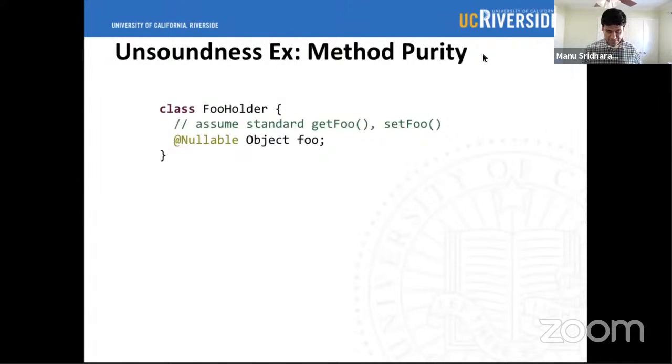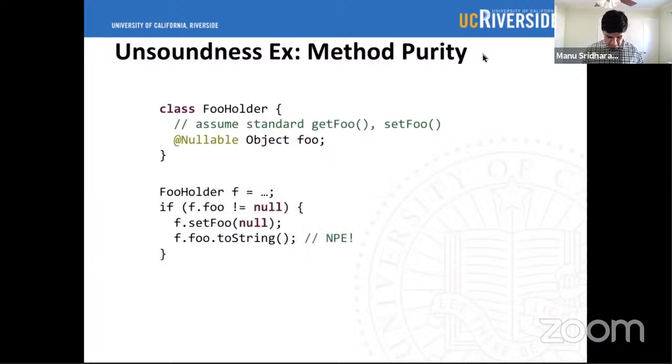And this is around method purity. So let's say we have this class FooHolder with a field foo that is nullable. And let's assume also that we have standard getter and setter methods for this field. So now let's look at this code. We get some FooHolder object, and we check if the foo field is not null. And if it's not null, we're going to call this setFoo method with null. So that's going to set the field to null. And finally, we dereference the field, which causes a null pointer exception.